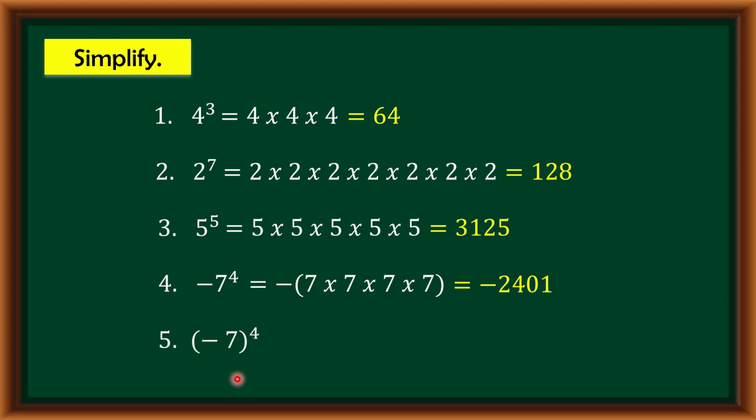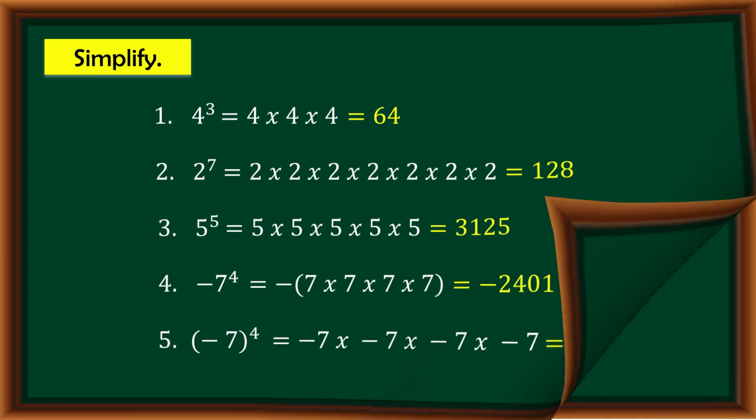So let us have the last one, number 5. This time it is written inside the parentheses. So we have quantity negative 7 raised to 4. So it means we will multiply negative 7 four times to itself. So we have negative 7 times negative 7 times negative 7 times negative 7. And the product is equal to positive 2,401. See, if that is not written inside the parentheses, then the answer should be negative 2,401. And since for number 5, negative 7 is inside the parentheses, meaning it is included. Therefore, our answer becomes positive.